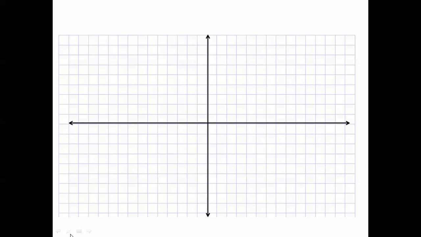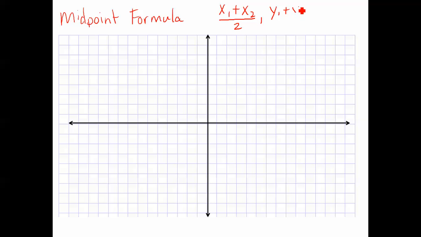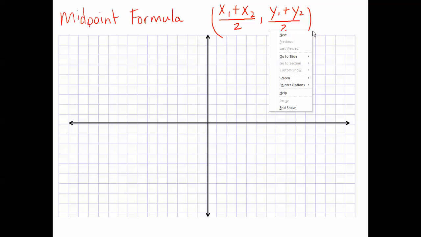Okay, this is an extension on the midpoint that we were working on in class today. And the midpoint formula is (x1 plus x2 divided by 2, comma, y1 plus y2 divided by 2). So this is our midpoint formula.